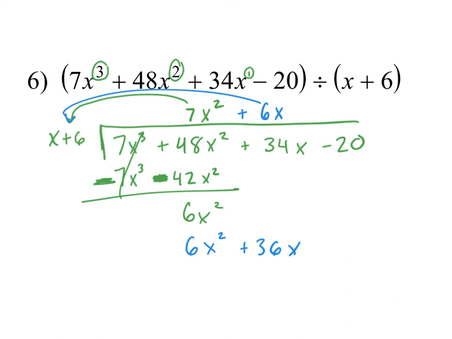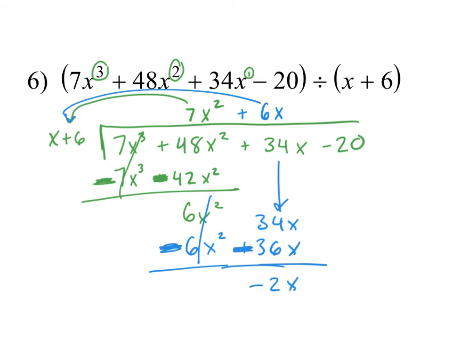What do we do next? Change the sign. Add them together. What happens to our 6x squareds? They cancel. What are we combining with that negative 36x? 34. What's 34x minus 36x? Negative 2x. Then we do it again. What times x gives us negative 2x?